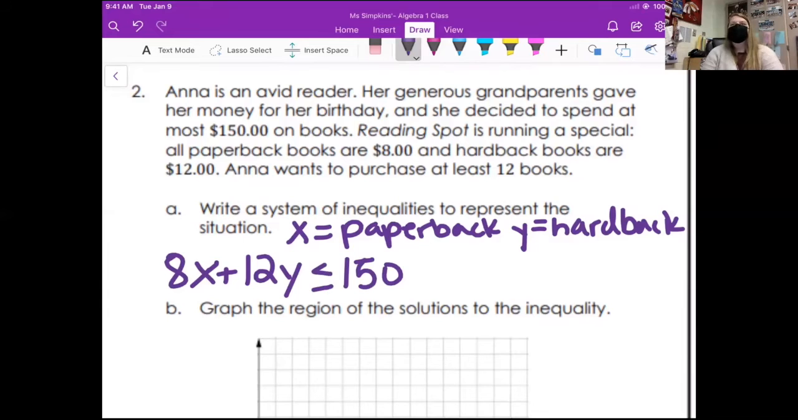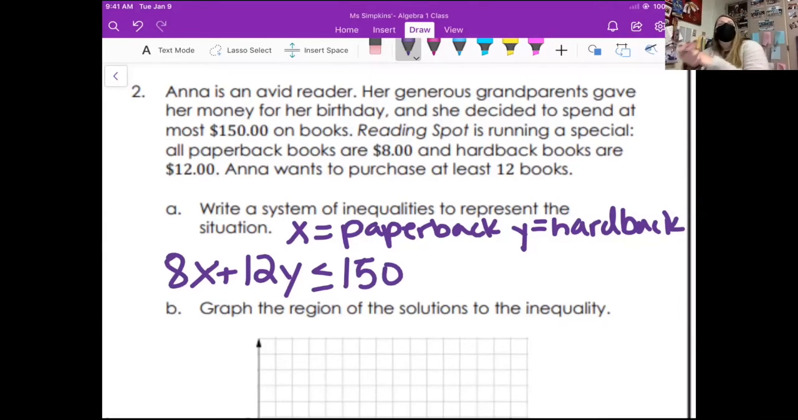Opposite, less than or equal to. Yeah, you had the right direction, just the wrong name. She needs to spend less than or equal to. So at most means you can only spend up to that amount of money. If $150 is her budget, she doesn't have more than that much money, so she can only spend up to that much money.